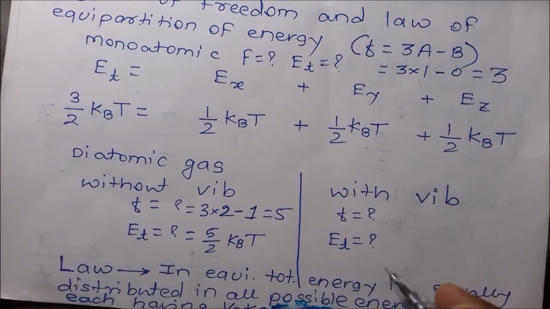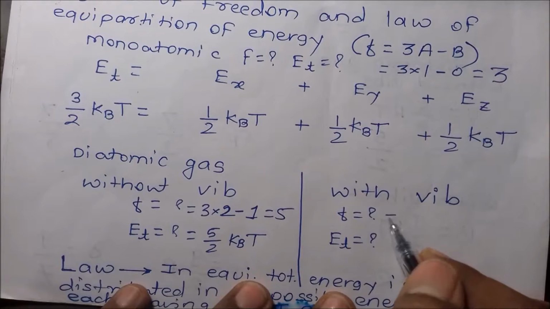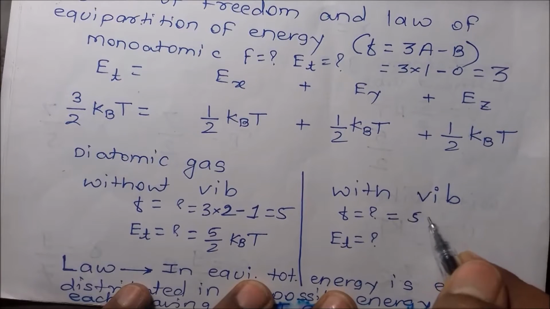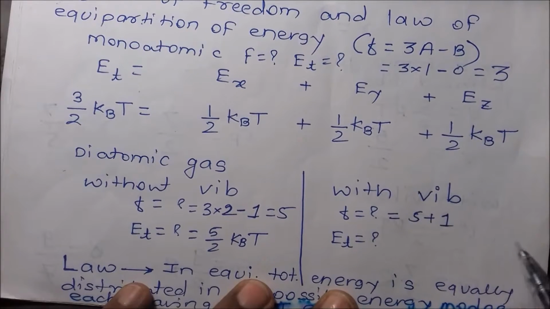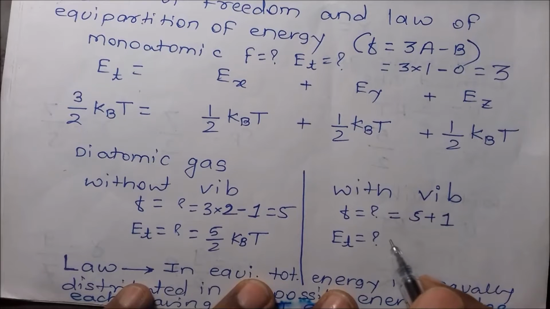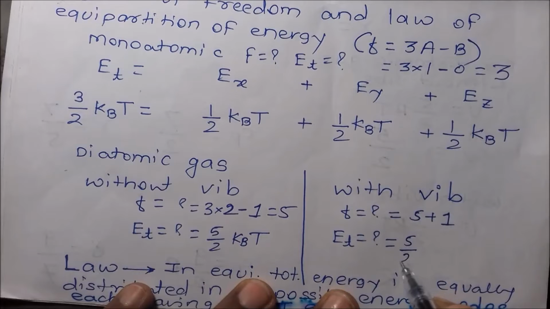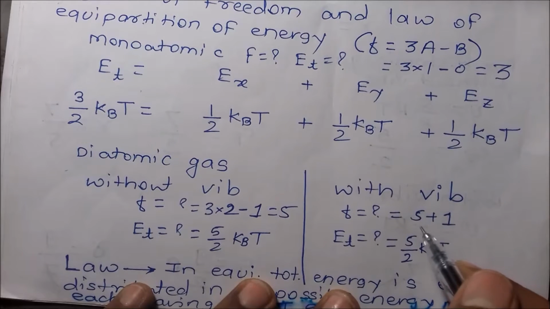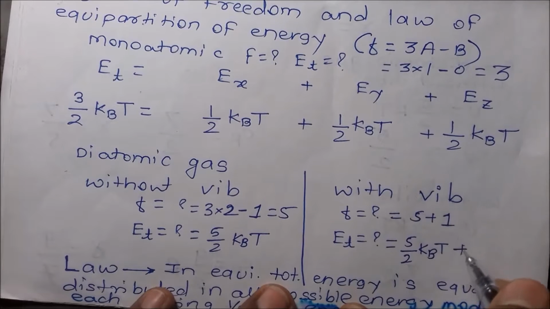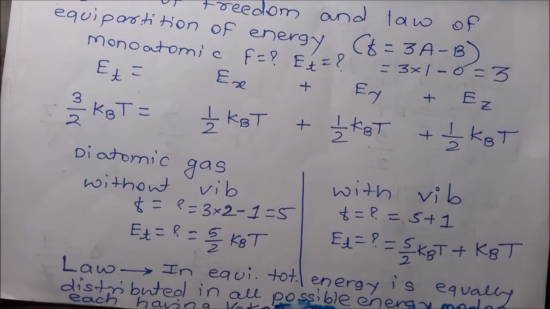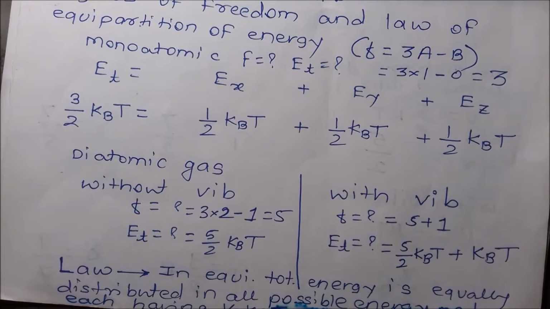Then with vibration, if vibration is considered, then there are 5 plus 1 vibrational mode, 6 degrees of freedom, and the total energy is 5 into half kBT, 5 by 2 kBT, due to translational and rotational motion, and 1 vibrational degree of freedom has energy kBT. One vibrational degree of freedom has kBT energy. So the total energy becomes 7 by 2 kBT.